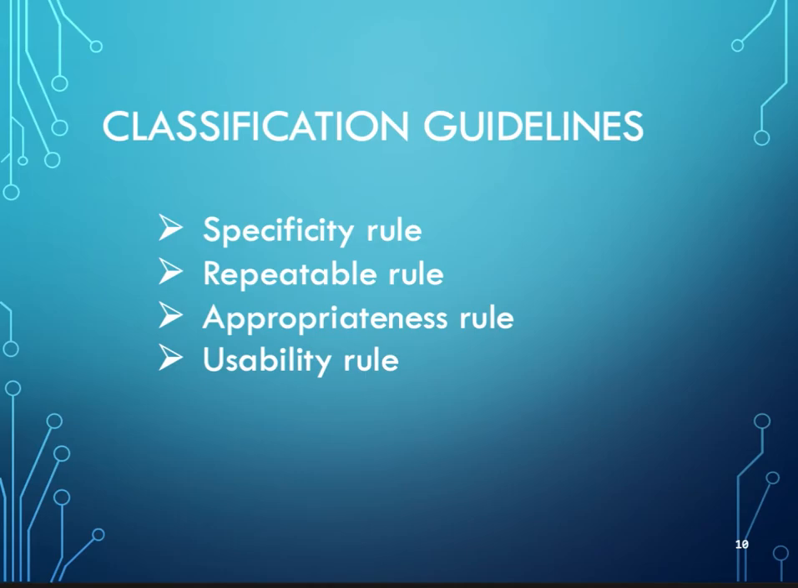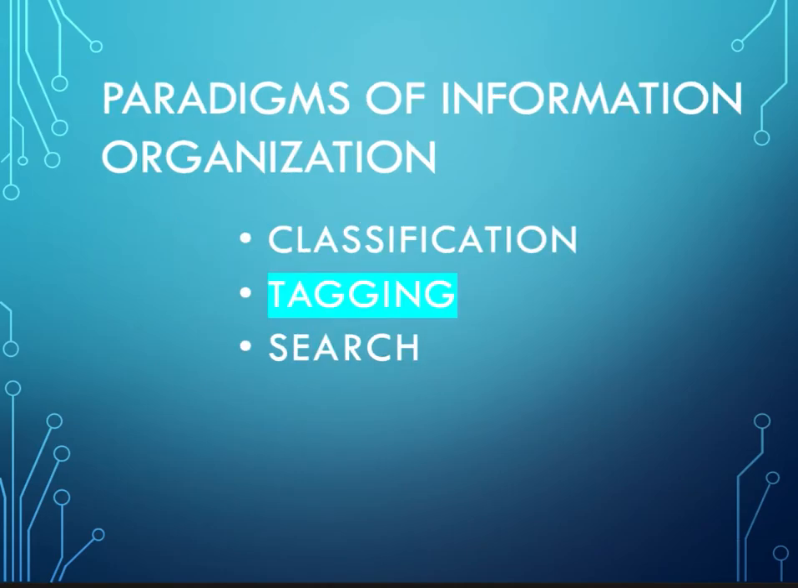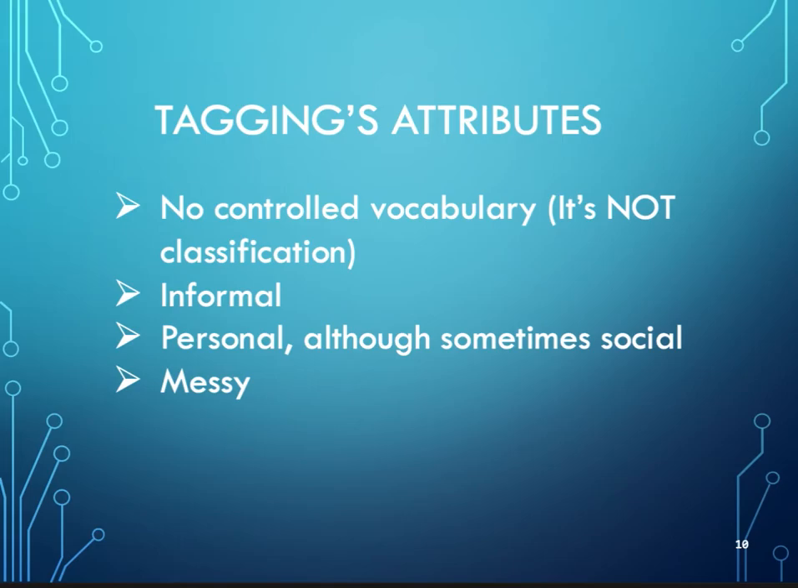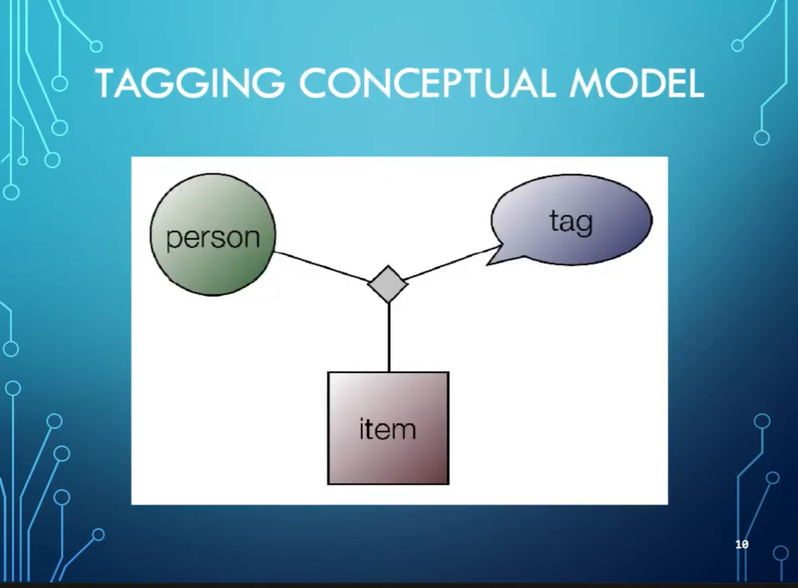Next, we take a look at tagging. Here we have the attributes. Technically, it's a non-controlled vocabulary where users usually create their own terms or words. It's informal, personal, although sometimes seems social. At times, it's quite messy. This is the concept model, a person tagging an item, for example.